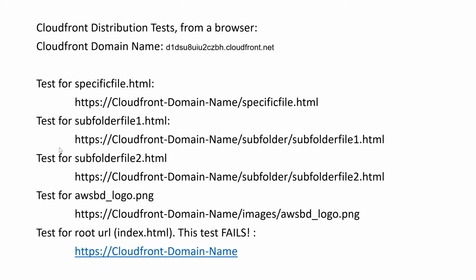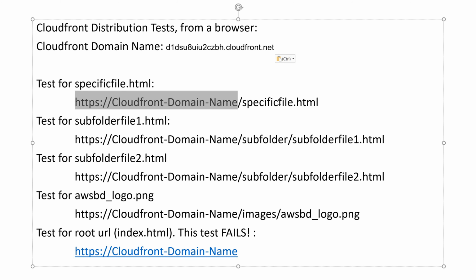Next, let us run some CloudFront distribution tests from a browser. We know that our CloudFront domain name is this, which we just copied to our clipboard buffer. So let's copy this link, this URL, to test for a specific file.html.